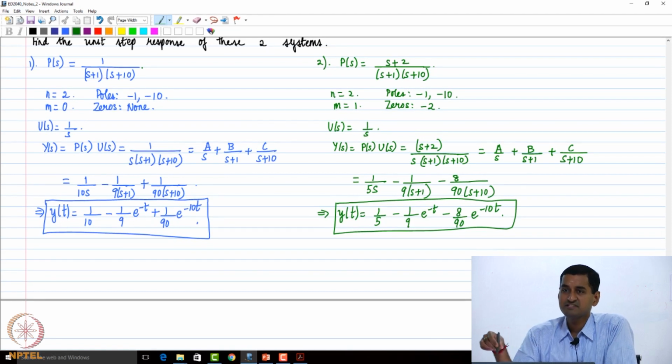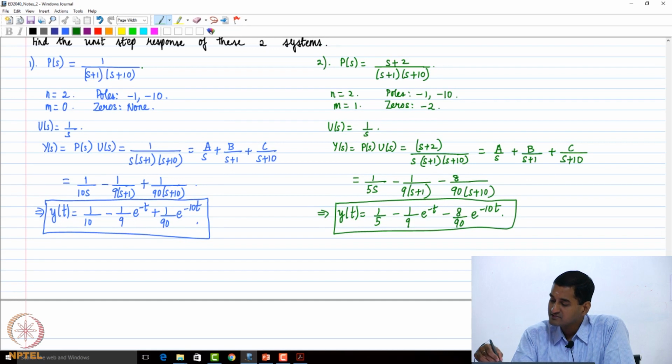So first of all, the steady state value has changed, right? What was 1 by 10 became 1 by 5 now. Okay, that's one effect. And then the coefficients of the e power minus t term and the e power minus 10t term have changed. Okay, that's also another impact, due to the 0.